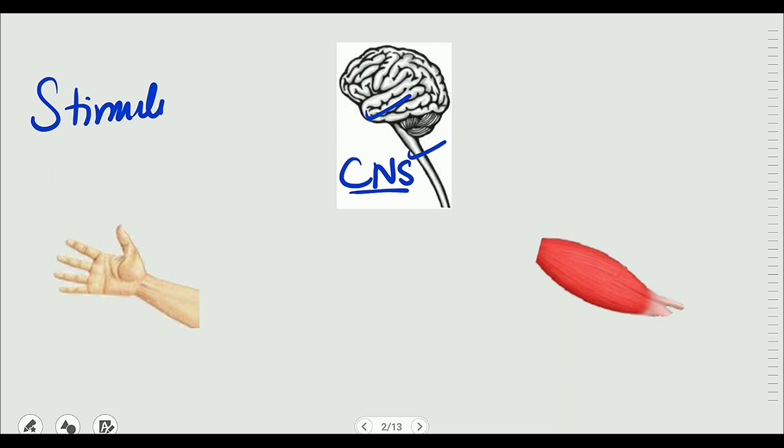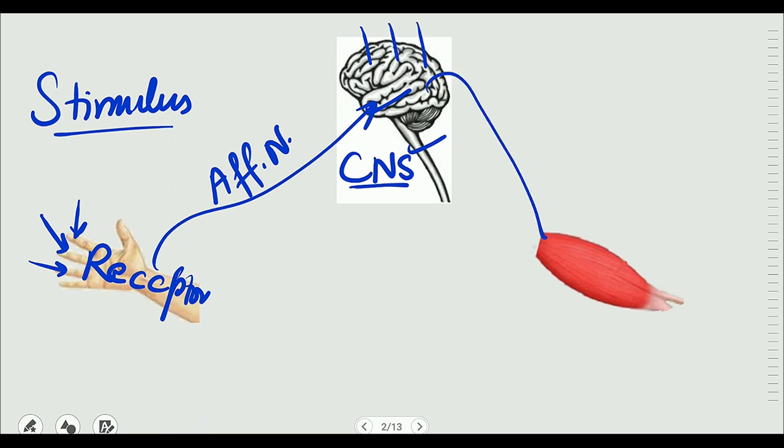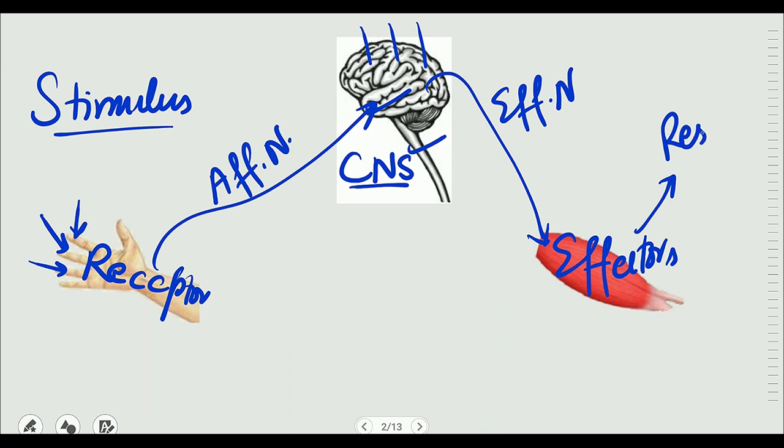A stimulus is a change in the environment that is detected by the receptors. The change can be temperature, pain, or touch. The receptors will receive the information and deliver it to the central nervous system via the afferent neurons. The job of the CNS is to analyze, interpret, and decide about the response. That information is delivered to the effectors via the efferent neurons, and then the effectors will generate a response. So this is the simple functioning of the nervous system.